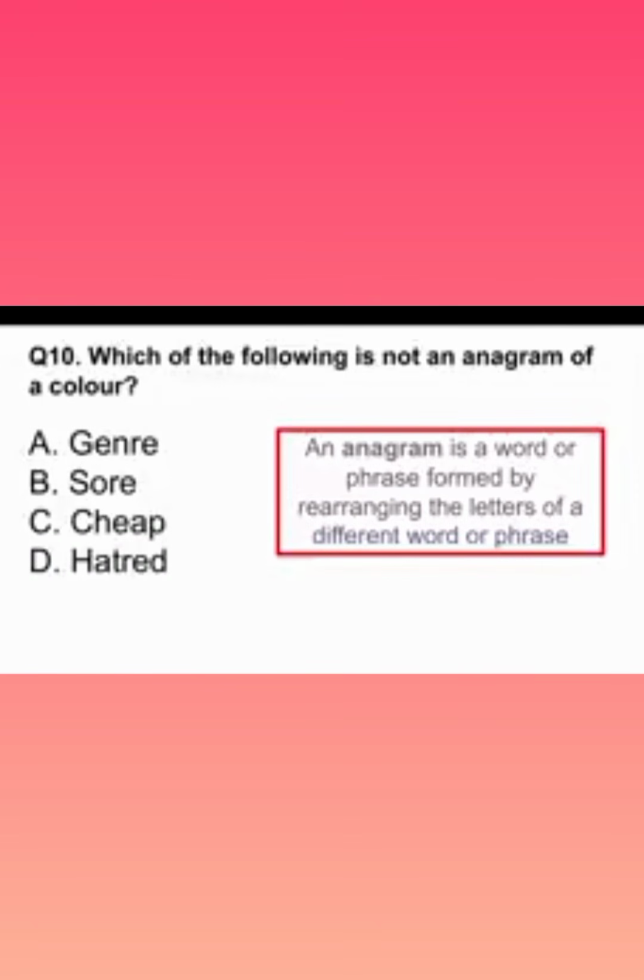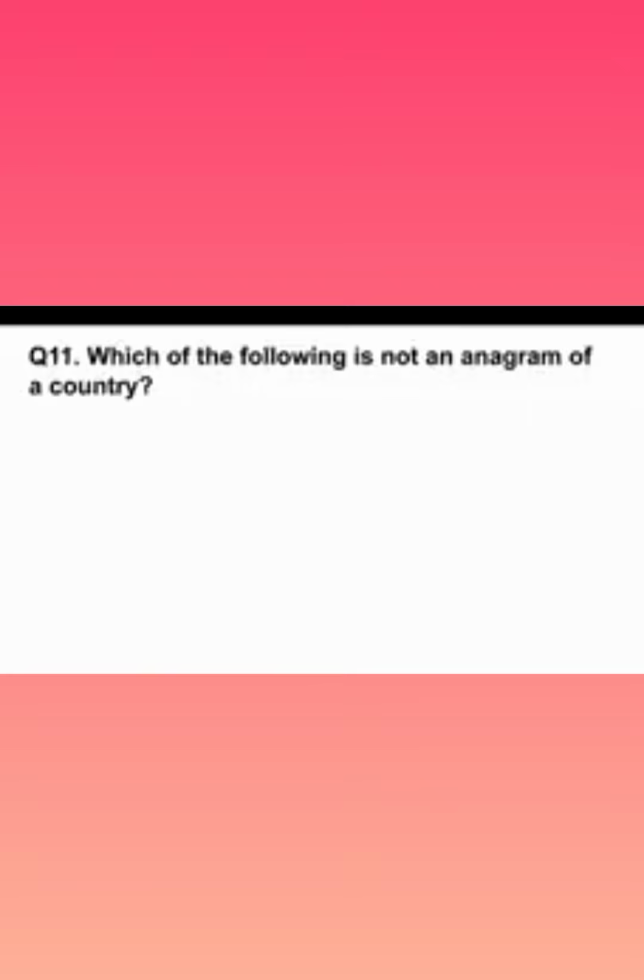Okay, so I think A, we can form the word green. B, for saw, we can form the word rose. C, we can form the word peach. But D, I think that's an anagram of thread. So the answer is D, because it says which of the following is not an anagram of a colour.